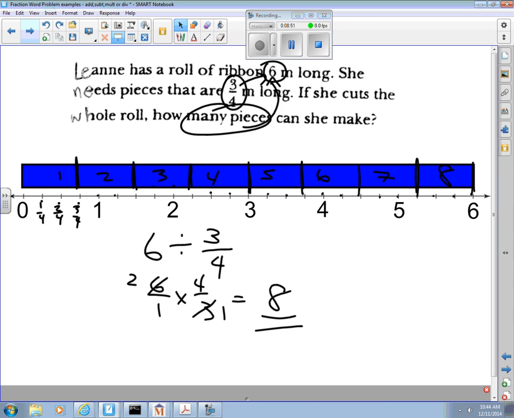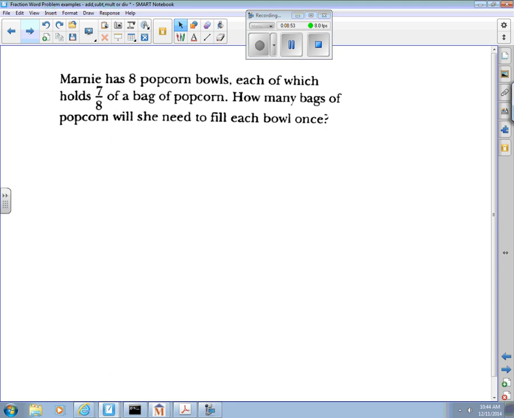Here's one where it's even less obvious that it's a divide. Marnie has 8 popcorn bowls, each of which holds 7/8 of a bag of popcorn. How many bags of popcorn will she need to fill each bowl once? Sometimes I let students kind of fight this one out.